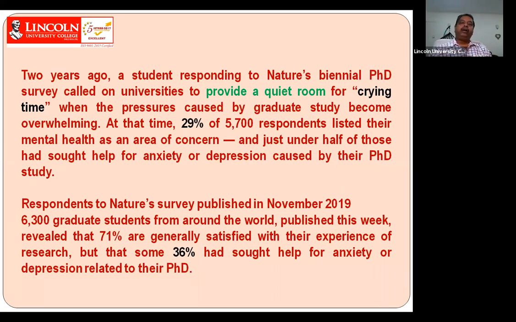So they conducted a survey two years back where Nature surveyed PhD scholars. They surveyed around 5,700 people, and the response was that universities should provide a quiet room for crying time. That means the university should provide a quiet room where people who are depressed can go and cry.